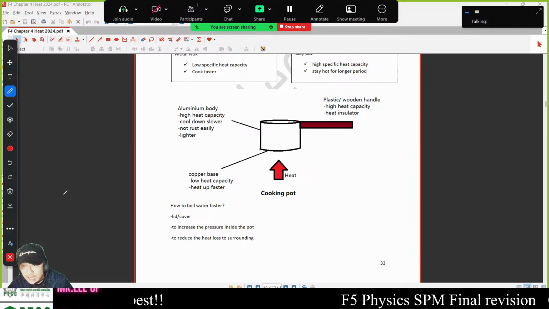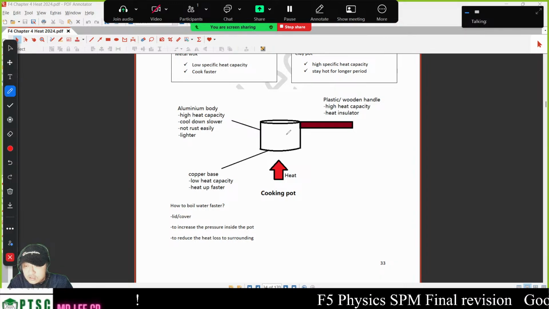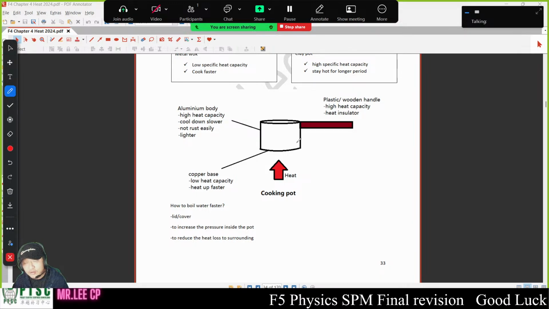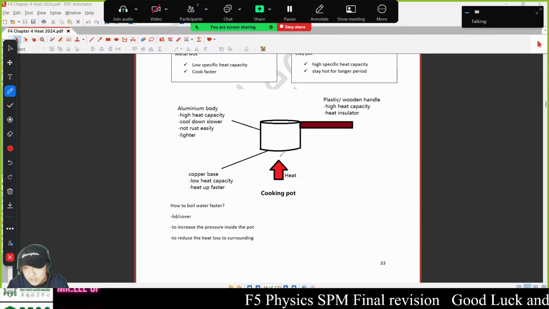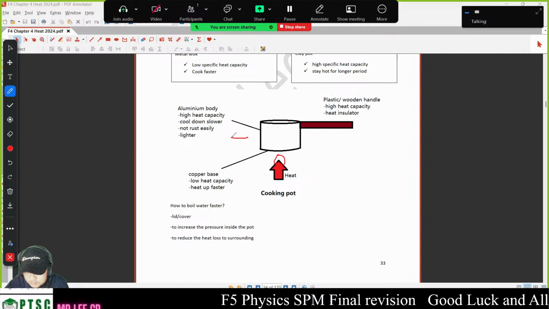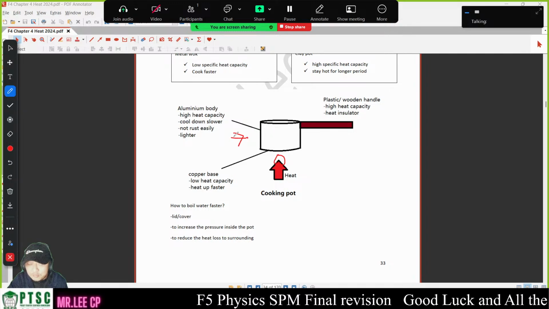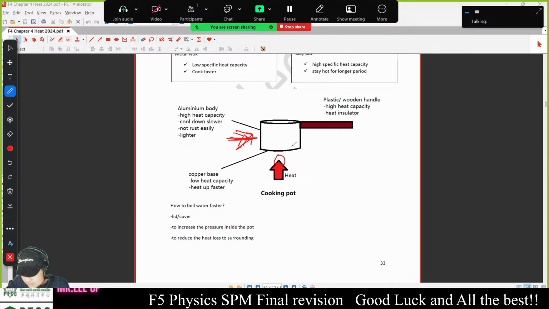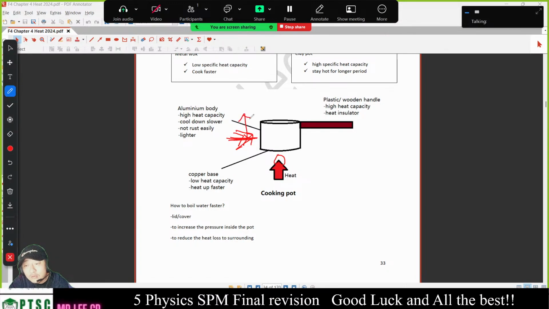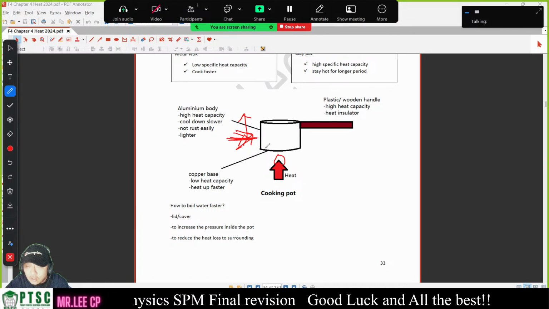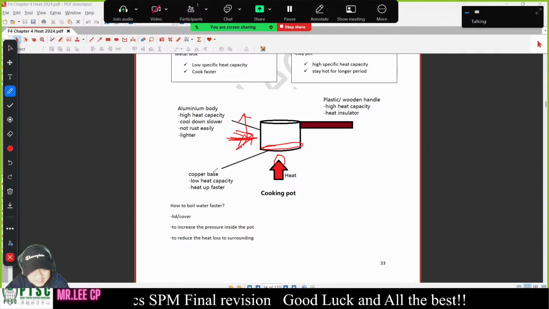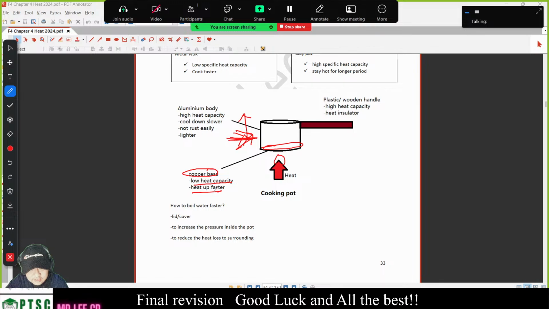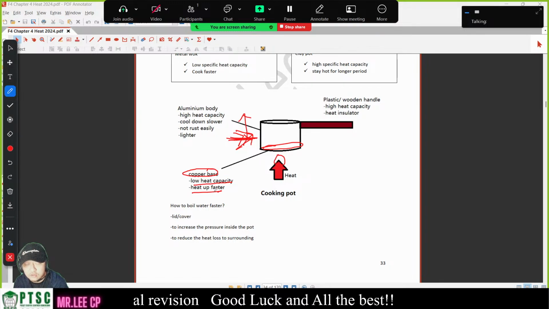Now, because you are using the cooking pot to cook, or to boil water, the heat must come from the bottom, not from the side. It is impossible to boil the water if you use a Bunsen burner to heat the side. The heat will go up, so it is not effective. So the base must easily get hot. Copper has low heat capacity, so it can heat up very fast, so you can boil water faster.